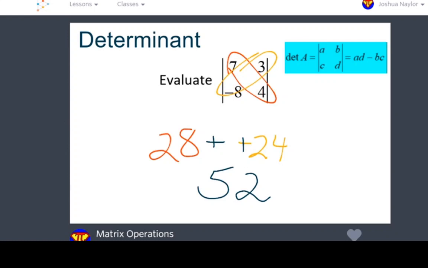And oh, by the way, the original problem said to evaluate, which is just kind of a generic word that means find the value. And because we had these vertical bars, you may notice they are just vertical bars, that tells us to find the determinant. So the determinant is always the diagonals being multiplied together and subtracted.